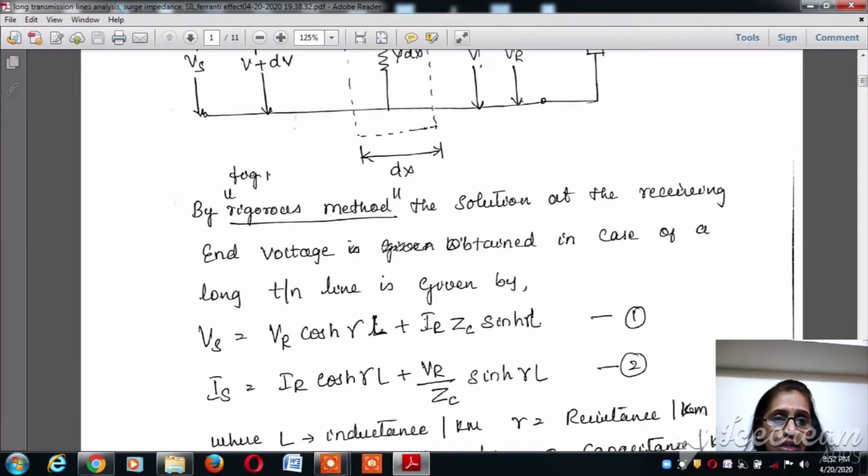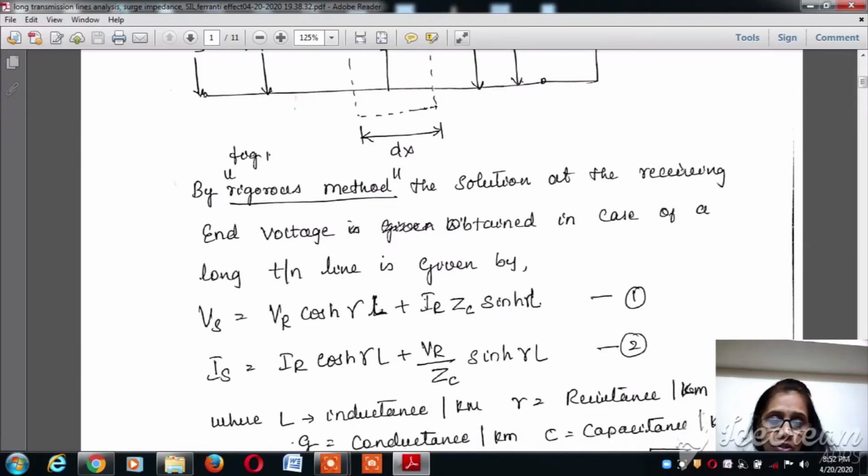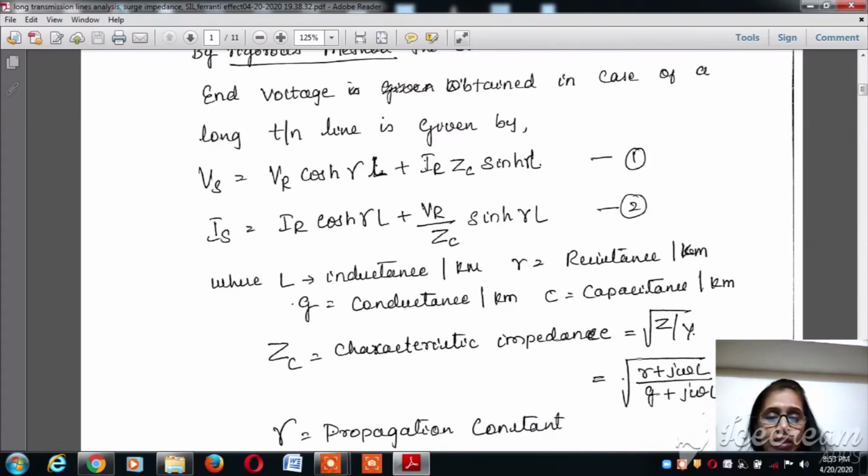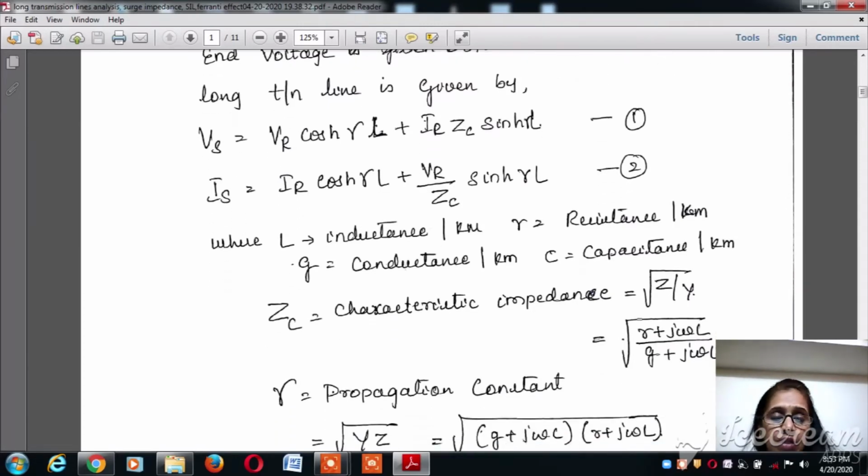Similarly, the sending end current can also be expressed in terms of the receiving end current and the ratio of the voltage at the receiving end to the impedance of the line. So Is is equal to Ir into cosh(gamma L) plus Vr divided by Zc into sinh(gamma L). Keep this as equation 2. With this set of equations, it is possible to analyze the long transmission line through the rigorous method.